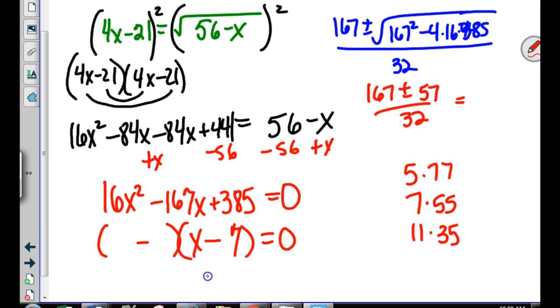So it would have factored x minus 7, by the way. 167 minus 57, enter, divided by 32. What? Oh, math, enter, my bad. Somebody help me, I don't have it. 3, 4, 7, 5, math, enter. 55 over 16, anybody?